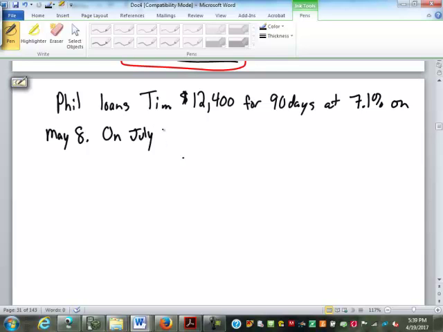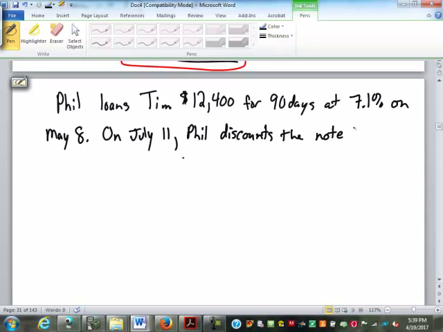Let's say on July 11th, Phil discounts. No, they don't have to discount the note. They just show up with a baseball bat.